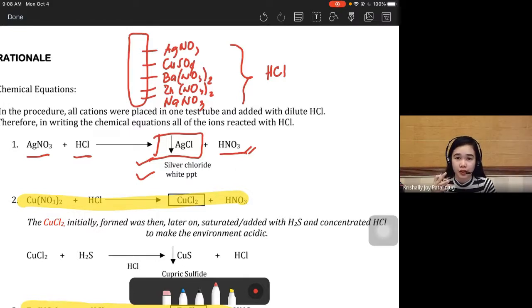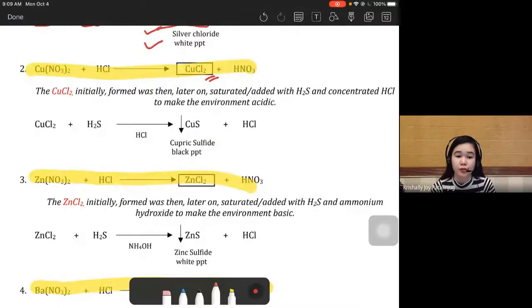That is the filtrate. Doon sa filtrate na yon, nandoon pa yung cupric, barium ion, zinc ion, and sodium ion. But this time, they are dominantly in the form of their chloride solution. Okay, chloride solution, that is a liquid, a solution.